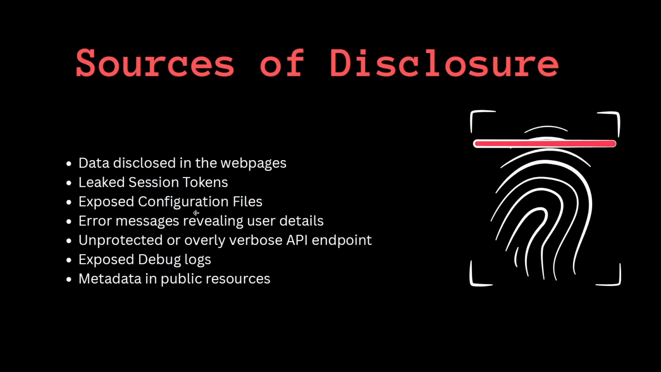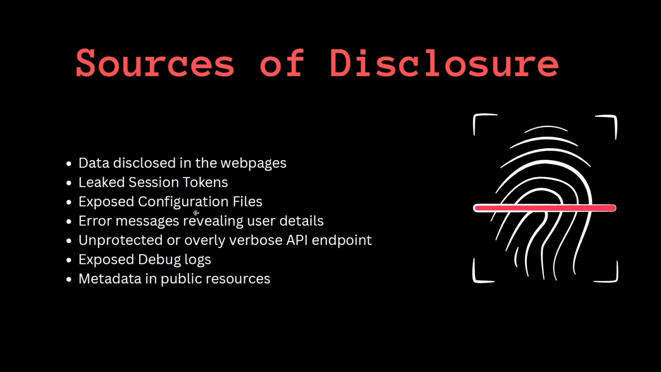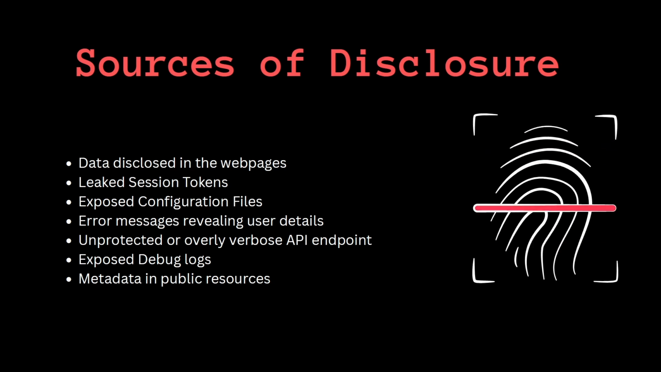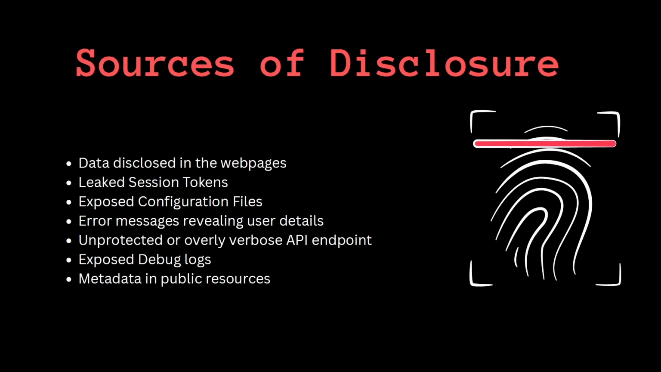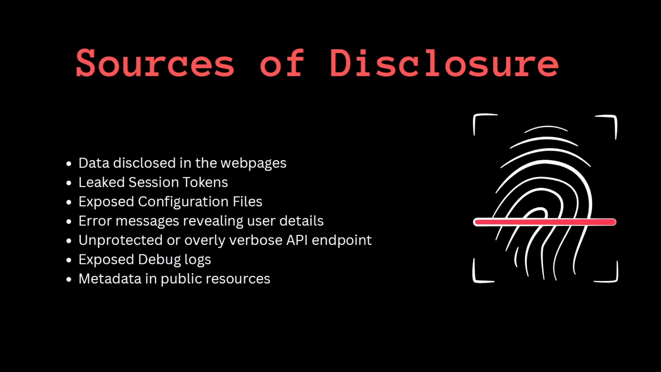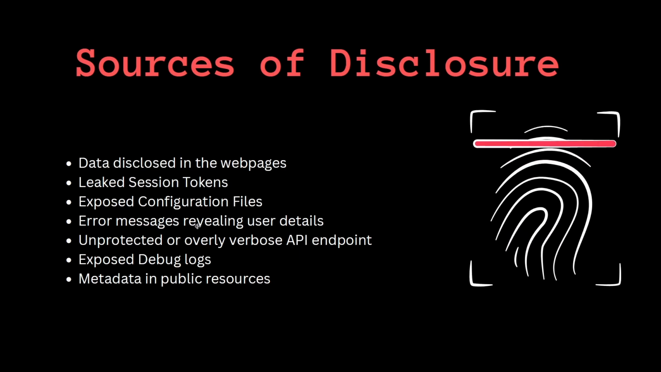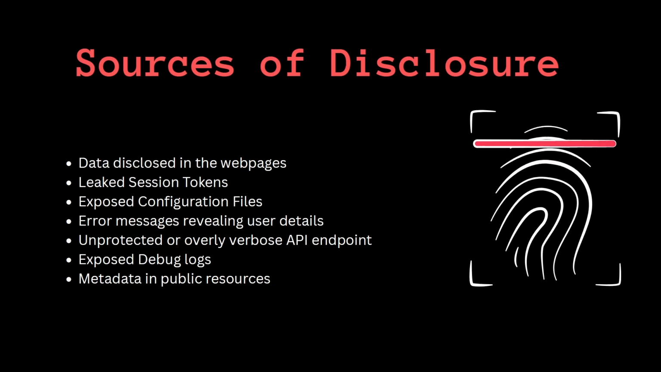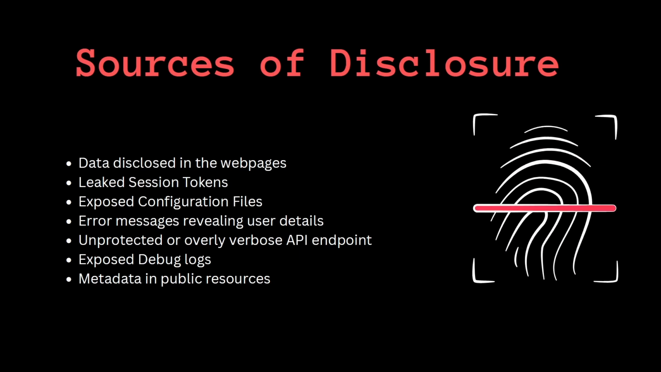Then we have exposed configuration files. Configuration files can sometimes also have credentials, which, if leaked, can help the attacker to log in as a normal user. So that is another thing. Then we have error messages revealing user details. Sometimes the error message may leak the usernames and we can try to guess the password or maybe brute force the password. So that's one more thing.